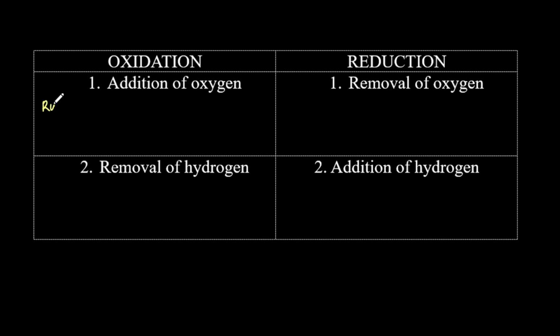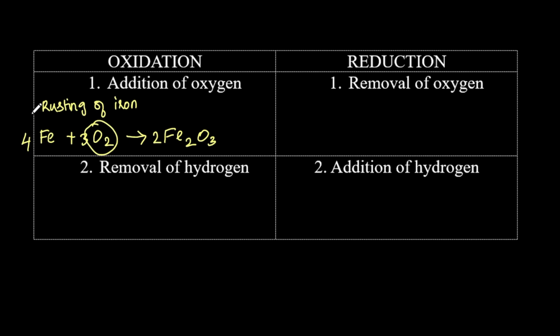For example, take rusting of iron, which is the formation of an oxide layer. In iron, oxygen gets added to form iron oxide, Fe2O3. If you balance this reaction, you will get 4Fe plus 3O2 gives 2Fe2O3. In this reaction, for the metal, there is an addition of oxygen. So this metal is oxidized. Addition of oxygen is a separate chemical reaction.